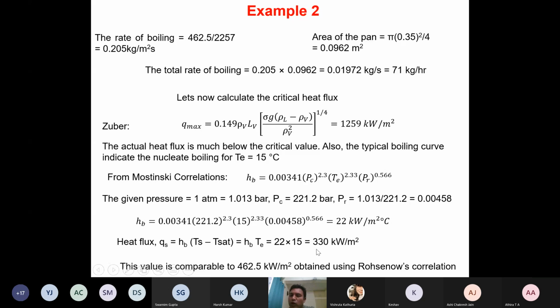Now, if you compare this with the values which you have obtained using Roshanov correlation, from Roshanov correlation you have obtained the value of heat flux. These are not the same, but the order of magnitude, if you look at, is nearly the same. So these values are compared with each other, that we can conclude here.